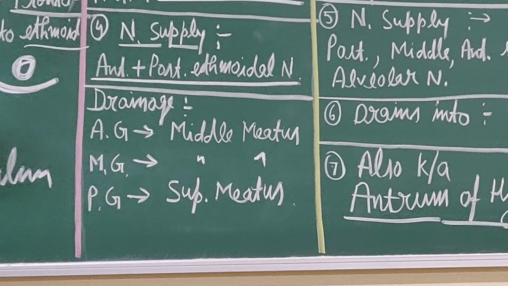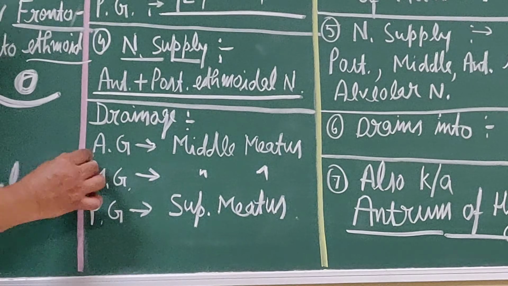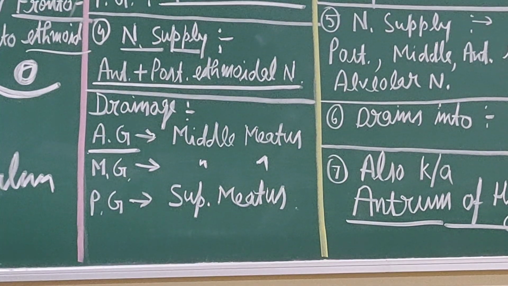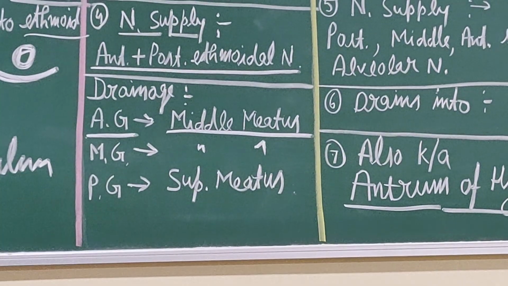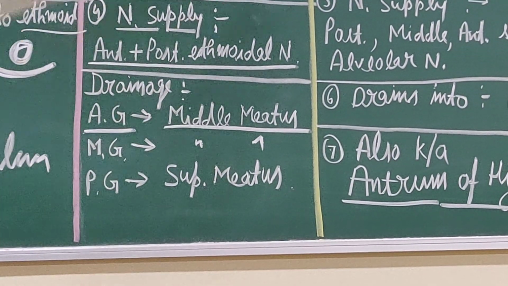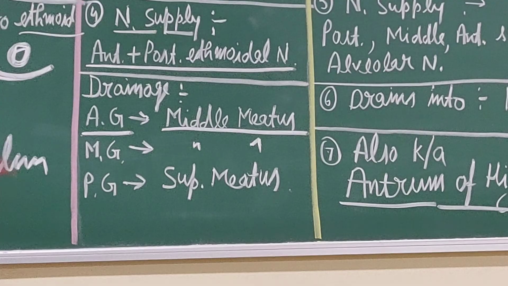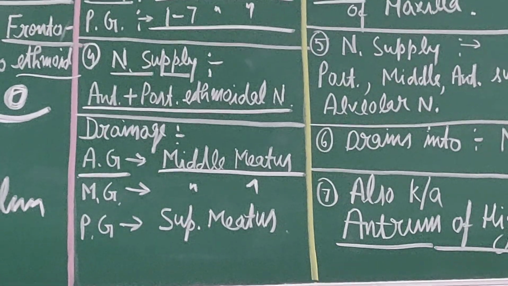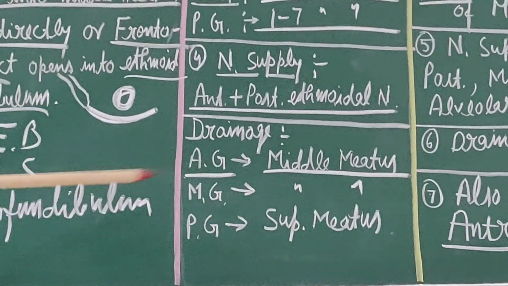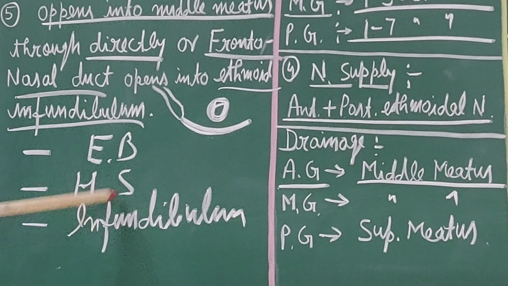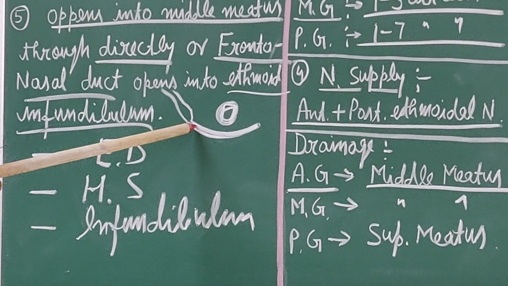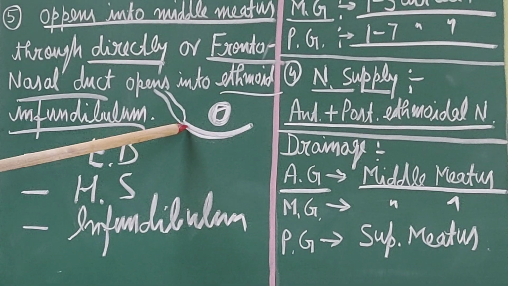Now the drainage. These are present in the 3 groups. Now the anterior group. This anterior group drains into the middle meatus. Like the frontal sinus, it also drains into the ethmoidal infundibulum, and through the infundibulum it drains into the anterior part of the hiatus semilunaris.